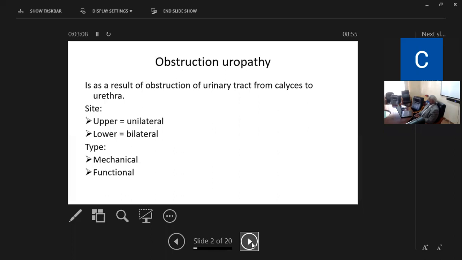So when you look at obstructive uropathy, it is a result of obstruction of the urinary tract. Now we are looking at the kidney, calyces up to urethra. The site of obstruction can be upper, which will cause unilateral obstruction of the kidney. It can be a lower cause, which will cause bilateral obstruction of the kidney. And the type of obstruction can be mechanical or functional. But for today, we are looking at mechanical obstruction because we are dealing with the prostate.